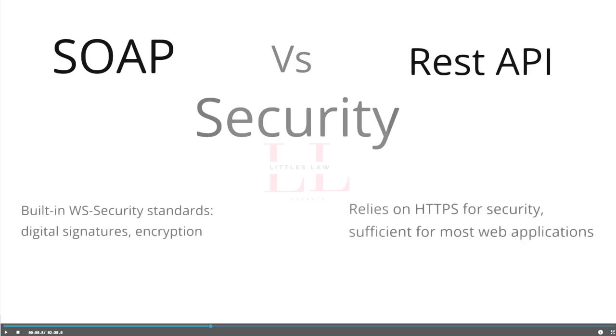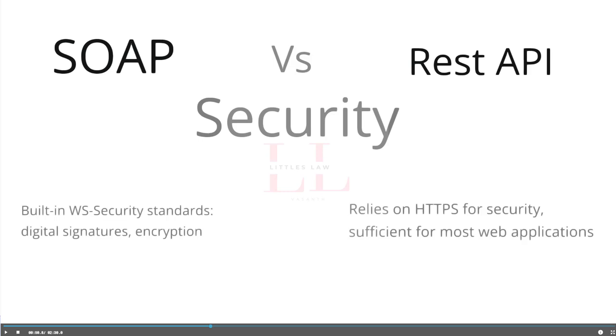SOAP has multiple security features, but REST does not have the built-in, fine-grained security features. But additional security measures can be implemented if needed. For example, you can use OAuth for authentication to increase the security.